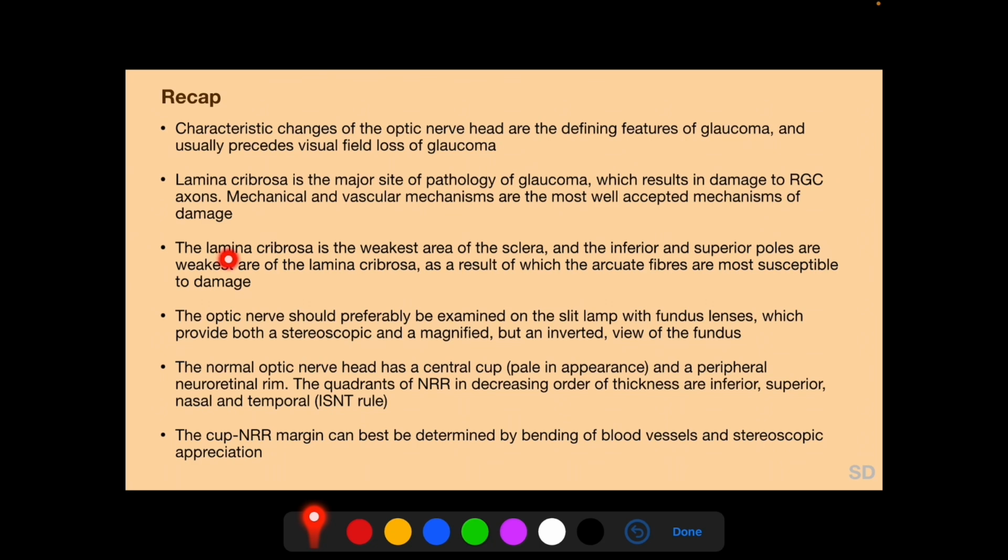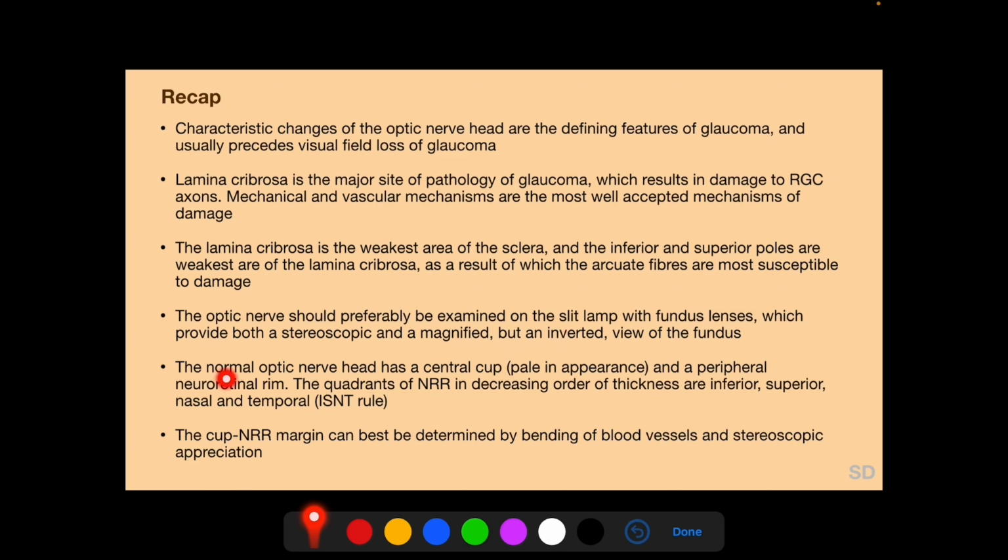The lamina cribrosa is the weakest area of the sclera, and within the lamina cribrosa, the inferior and the superior poles are weaker than the temporal and the nasal poles, as a result of which the arcuate fibers of the retinal nerve fiber layer are most susceptible to damage in glaucoma. The optic nerve should preferably be examined on the slit lamp with fundus lenses, which provide both a stereoscopic and a magnified but an inverted view of the fundus.